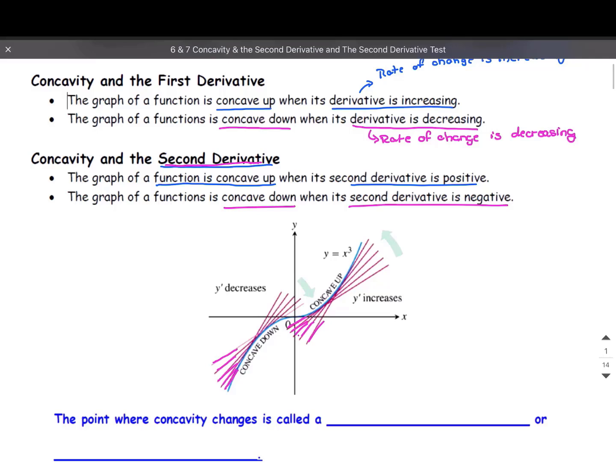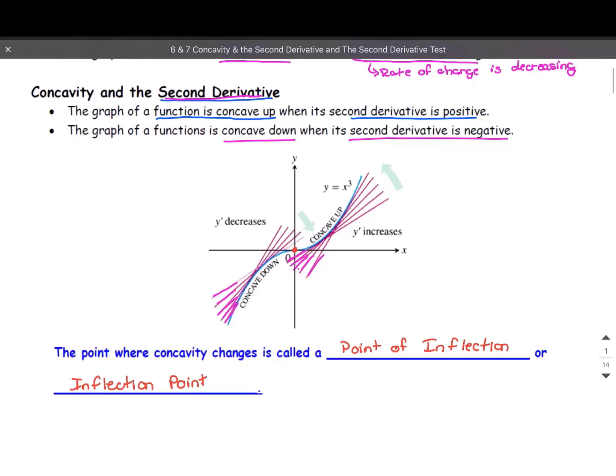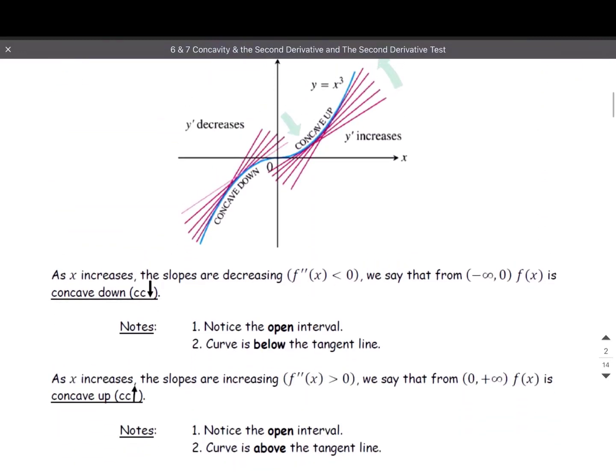Okay, now there's one more word here. The point where the concavity changes, which in this picture is right here at the origin, is called a point of inflection or an inflection point. Okay, so it's important to realize, and I've got the same picture here so that you can see it again. When the derivative is decreasing, the slopes are decreasing, the second derivative is negative, the graph is concave down. Over here, when the derivative increases, the slopes are getting steeper, the second derivative is positive, and the graph is concave up.